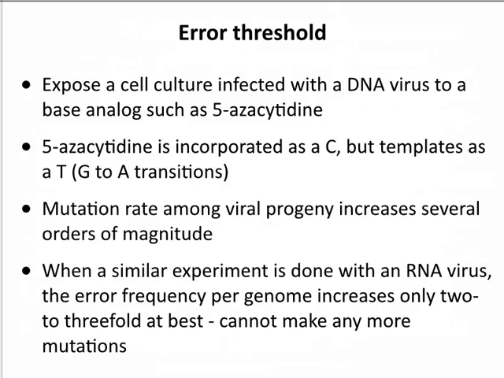So if you do this with a DNA virus, you increase the mutation rate, but the DNA virus doesn't suffer. Okay, that's because the DNA virus is existing way below its error threshold. You can introduce lots and lots of mutations into a DNA virus genome by a procedure such as this, but it won't lose its infectivity. Now, if you do a similar experiment with an RNA virus, you can only go up 1 or 2-fold in error frequency, and then the virus loses its infectivity. So you cannot make more mutations at a significant rate.